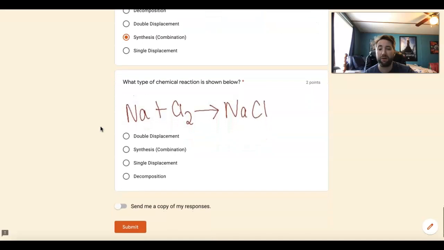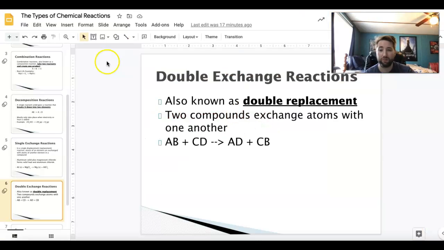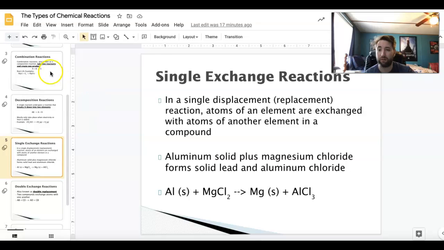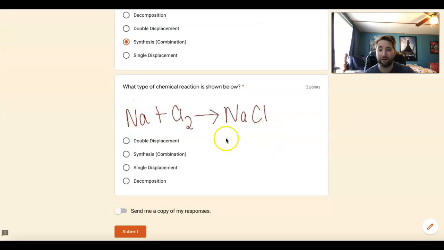Alright, what type of chemical reaction is shown below? We've got sodium plus chlorine forming NaCl. So we've got two reactants forming one product. If we look here, two reactants and creates one product. That's definitely going to be synthesis or combination.